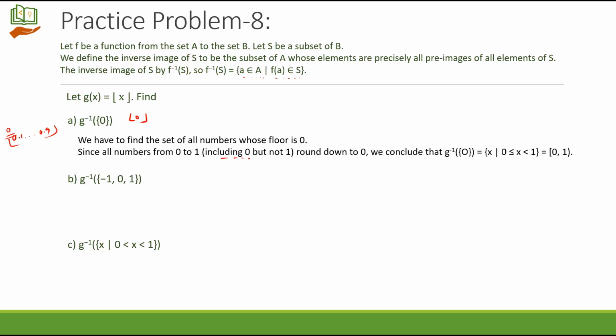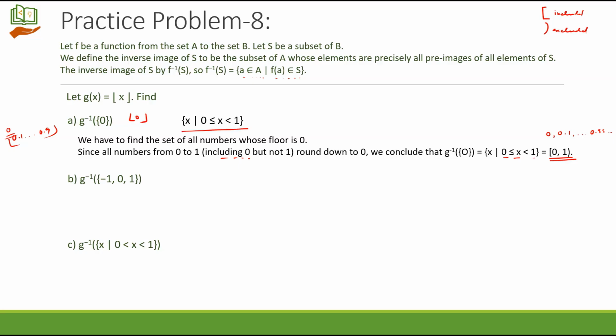Since all numbers from 0 to 1 round down to 0, we conclude g inverse of 0 is equal to 0 less than or equal to x less than 1. That is this interval. So we can include 0, we can go for 0.1 till 0.99 something, it goes on. This particular symbol means it is included. This particular symbol means it is excluded. We have already seen about closed interval and open interval symbols.